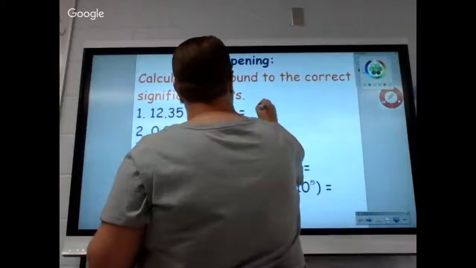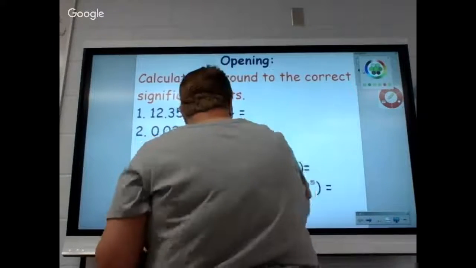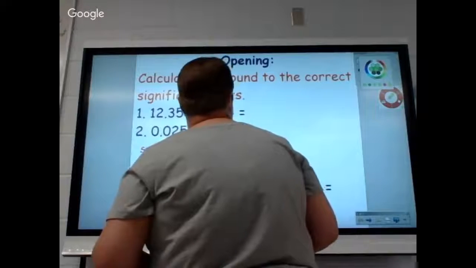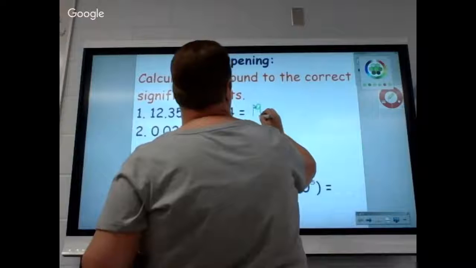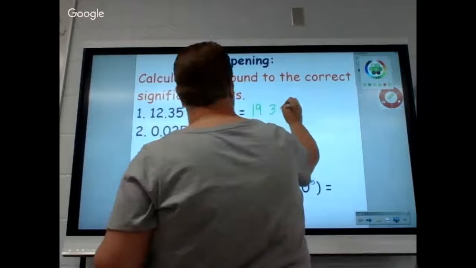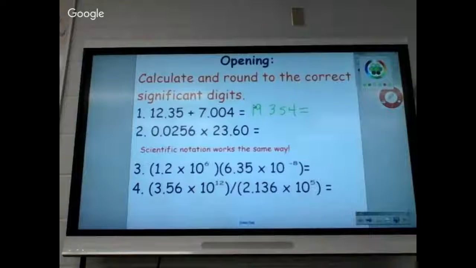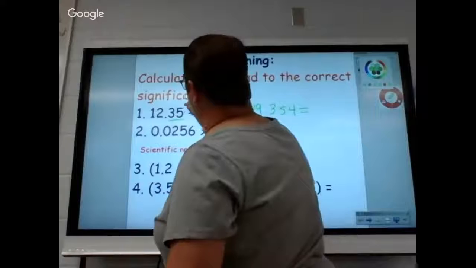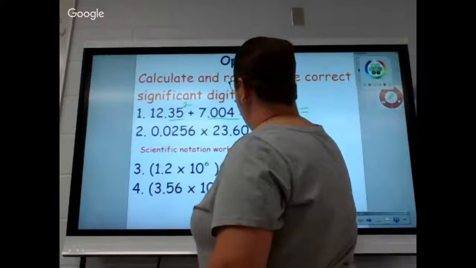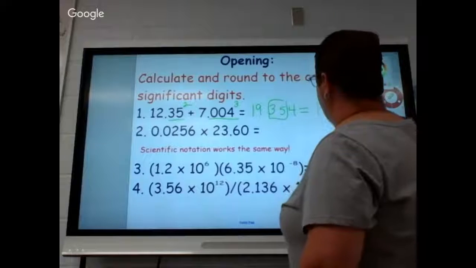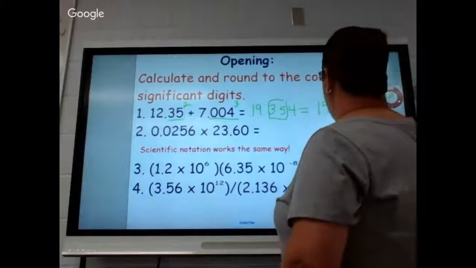All right, so I got 19.354. All right, so how many places behind the decimal do I have in the first one? 2. All right, and how many places do I have behind the decimal here? So how many do I want my answer? So I only want those 2, so I get an answer of 19.35.